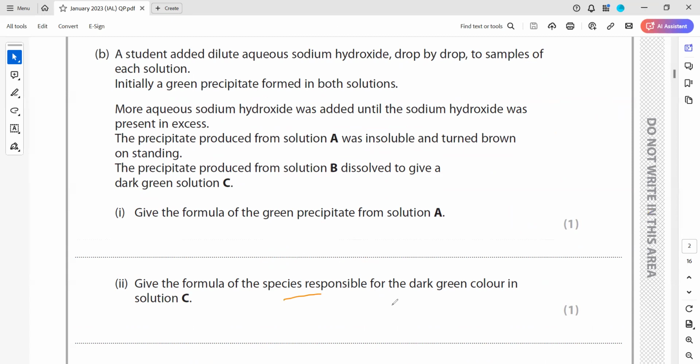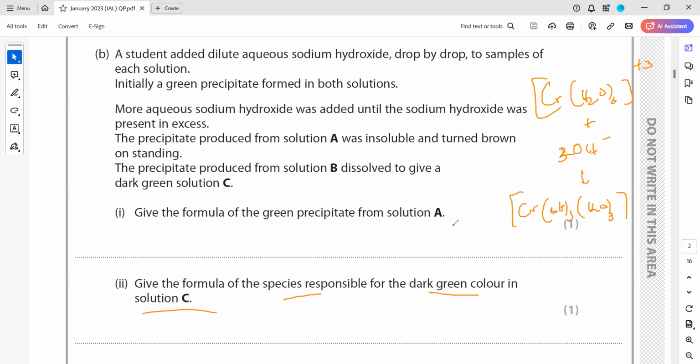Give a formula responsible for a dark green solution. So if we need a solution, not the precipitate: first the chromium was there in an aqueous solution, forming a complex where the net charge on the complex was +3. First we add sodium hydroxide, so hydroxide ion, again an acid-base reaction. It will form Cr(OH)3(H2O)3.